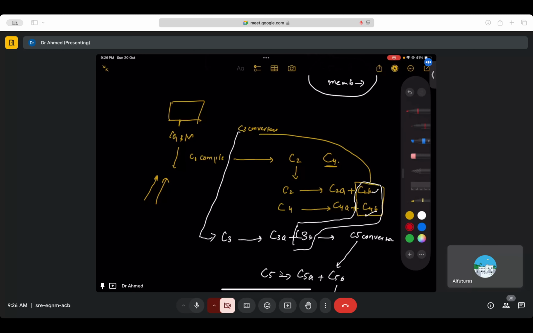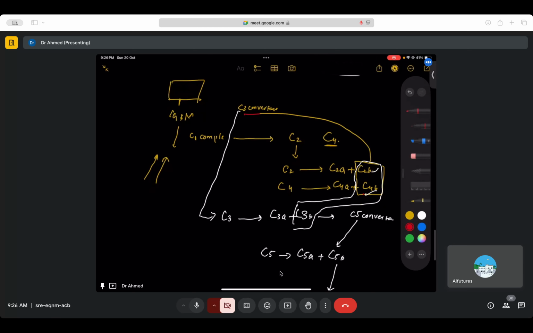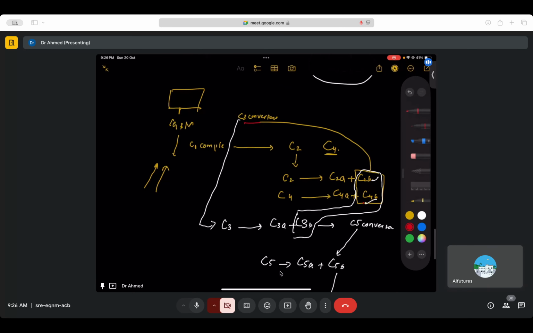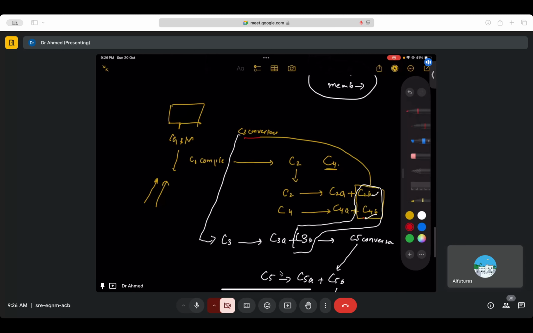C3 convertase, yes. It can simply activate your membrane attack complex. So this was basically your classical pathway, right?